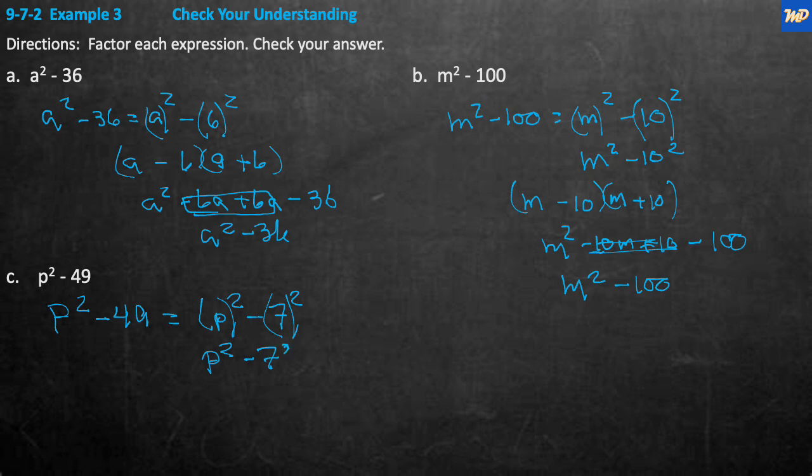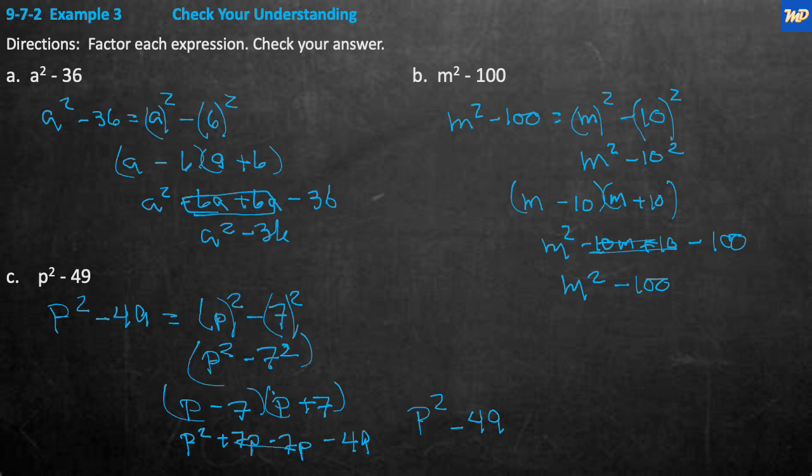Oh, yeah, 7 squared. Okay, put the parens like this. And now I can break that into its factors, which is a p and a negative 7 and a positive 7. To check that, I can say p times p is p squared. p times positive 7 is positive 7p. Negative 7p. And 7 times negative 7 is negative 49. These two cancel. The answer is p squared minus 49.